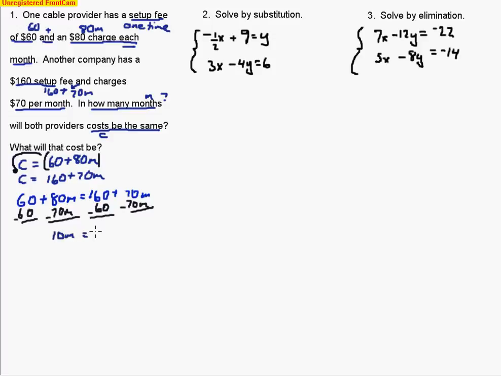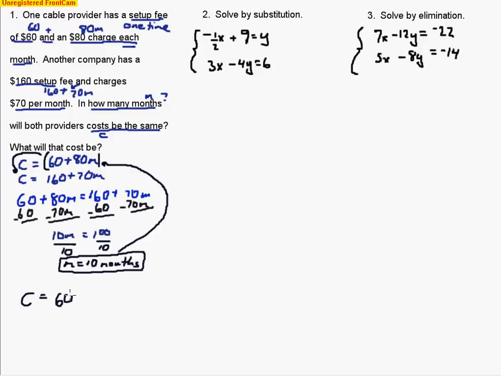Once we've got that, all we have to do is divide. We're just going to divide by 10, and we've got our value of m. So after 10 months, that's what you get when you divide 10 into 100, the two companies are going to be charging the same. So 10 months. From there, they want to know how much that will end up being, because they want to know what that cost will be. So all we have to do is substitute. Take that 10 and put it in place of m in one of the two equations. I'll do this first one here, and it'll give me the value of C, the cost.